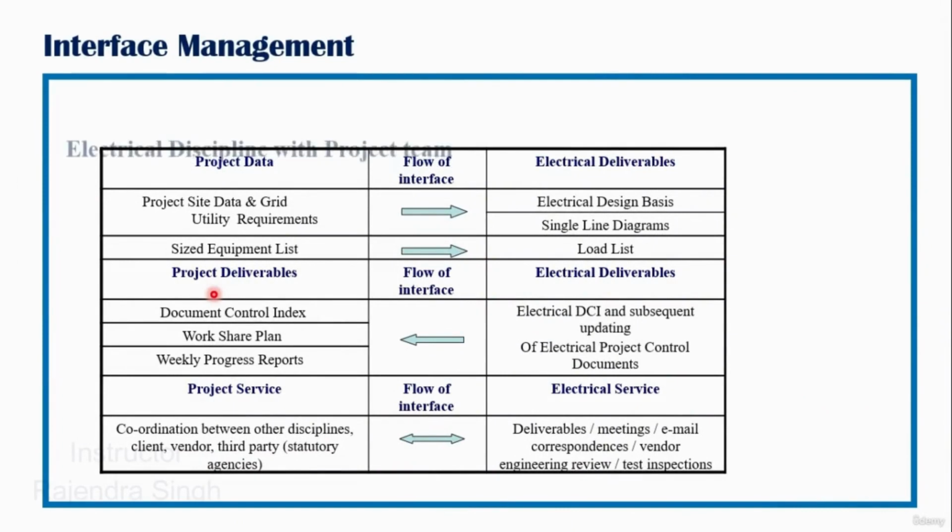So here is a small table to understand in a nutshell the interfaces that we have discussed so far. Electrical discipline with the project team, as we see here. Project data is the flow of interface and the electrical deliverables. Once we have the project site data or process data and the grid and utility requirements, we can start the preparation of the electrical design basis document, the fundamental basic document for any electrical design of a project.